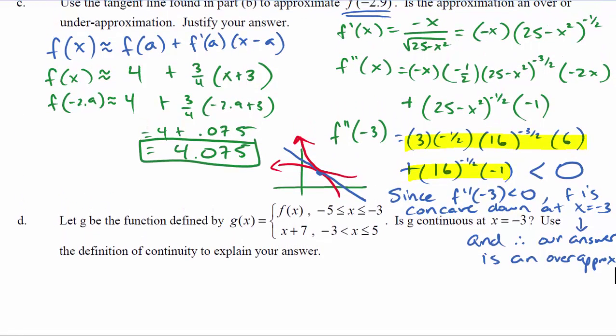Some people on their AP packets, all they did was show the second derivative and then jump to this conclusion. You really have to show some effort of being able to find out whether the answer is positive or negative. And it's as simple as just plugging in 3 and then being able to conclude that it's negative.